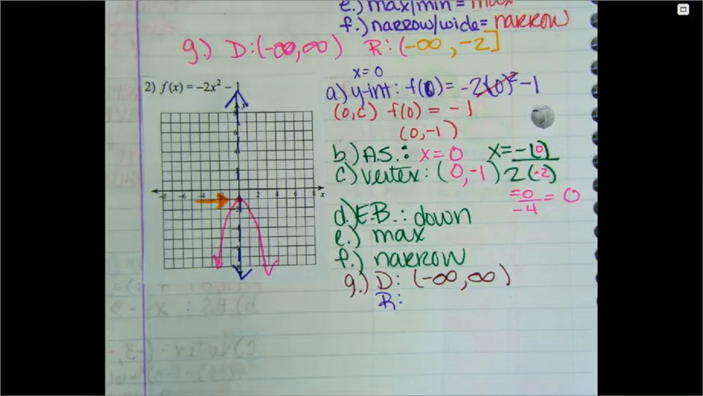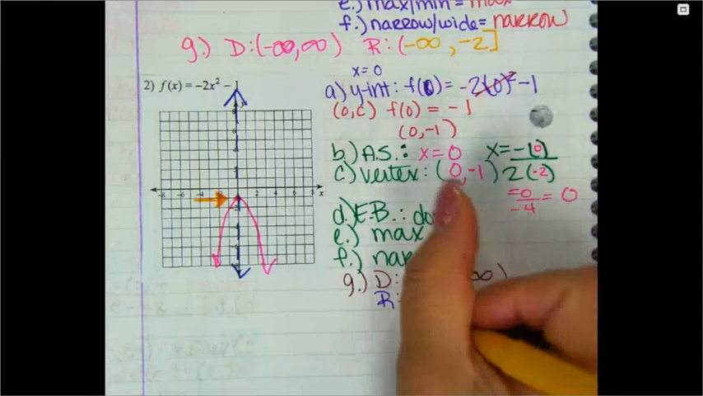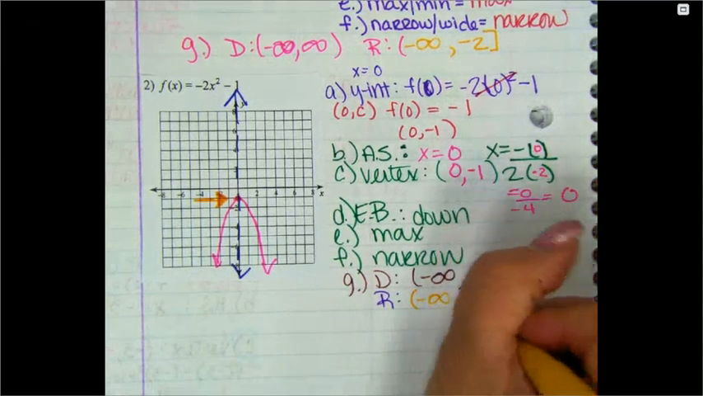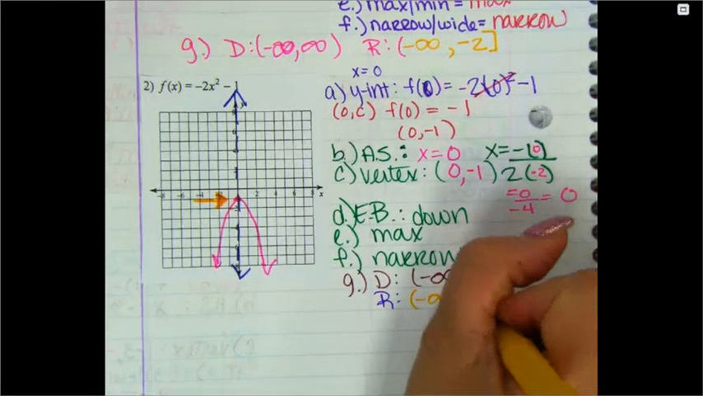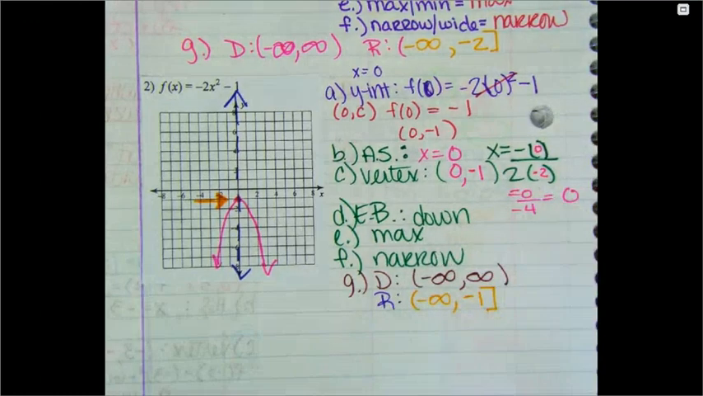All right, what's your range? Negative infinity to negative 1 with a bracket. No, I thought you said... Infinity is always parentheses. So if it's a negative 8, it's max. That was yesterday's notes.